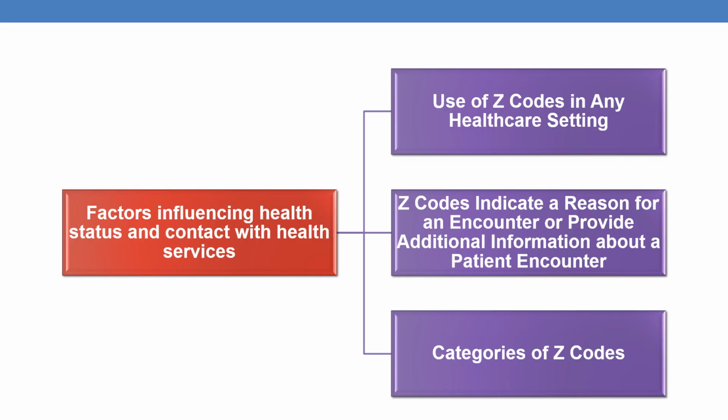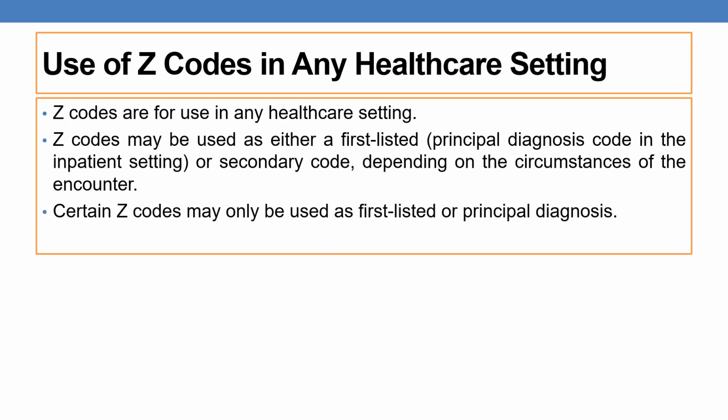In Chapter 21, there are mainly three areas. The first one is use of Z codes in any healthcare setting. The next is Z codes indicate a reason for an encounter and provide additional information about the patient encounter. And finally, coming to categories of Z codes. There are various categories for Z codes and we will discuss each category of Z code in detail. Now, coming to use of Z codes in any healthcare setting.